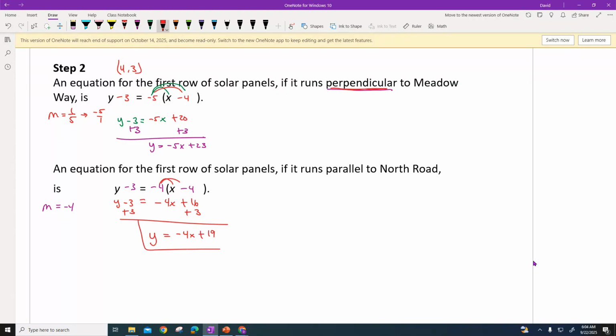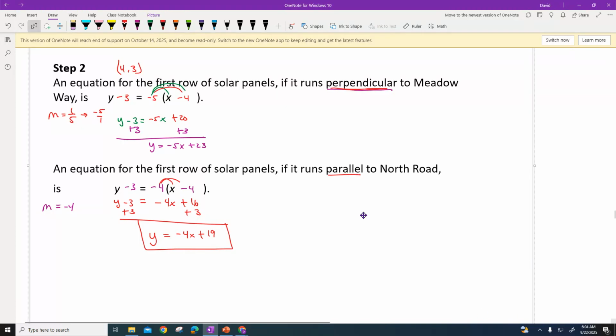Okay, so I got minus 4x plus 19 on that guy. Alright, so pay attention to parallel and perpendicular. Okay, see I did it on my answer key the wrong way too. So I didn't do parallel, I did perpendicular. Alright, I'm pretty sure we're good on that one.